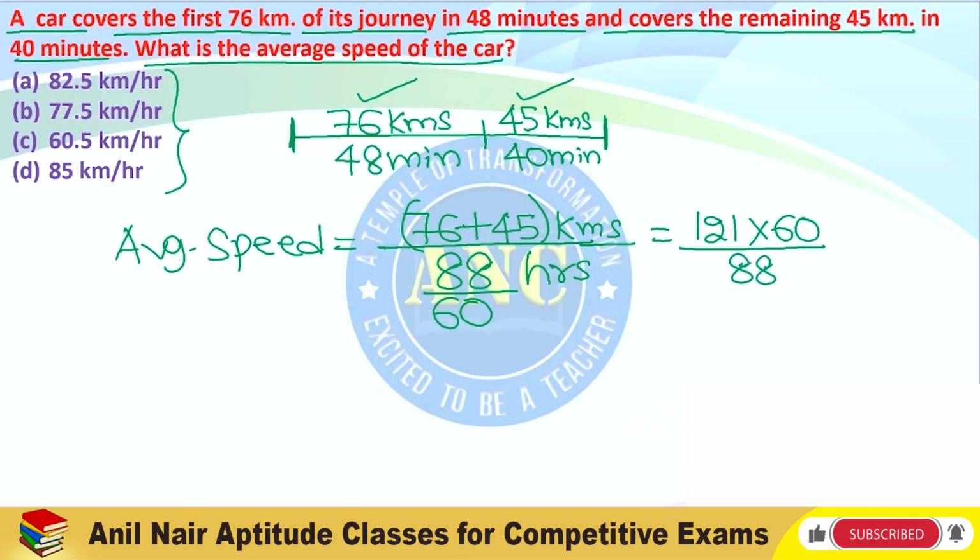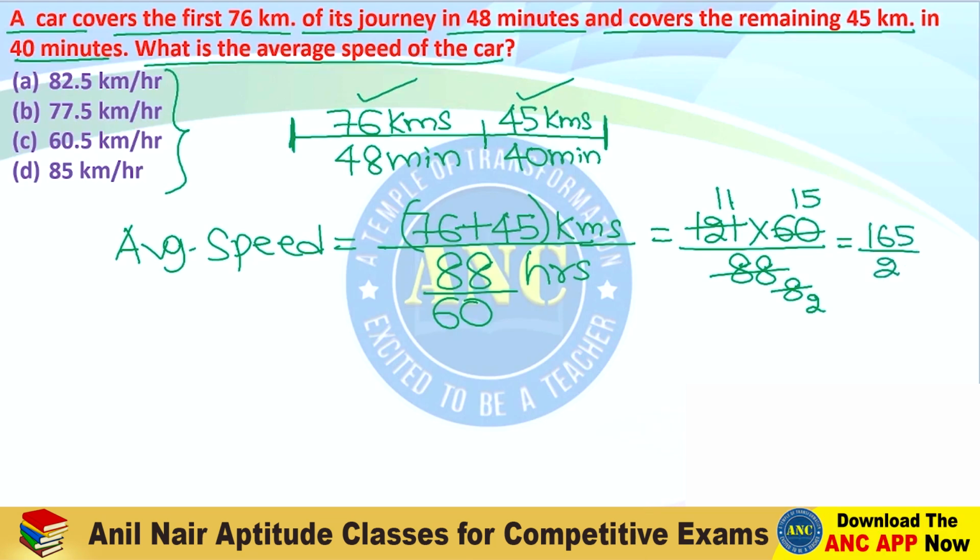So I can say that 11 into 8 is 88, 11 into 11 is 121. So this is 4 into 2 is 8, 4 into 15 is 60. 15 into 11 is 165 divided by 2 kilometers per hour, which should be the average speed. 165 by 2 is nothing but 82.5 kilometers per hour.